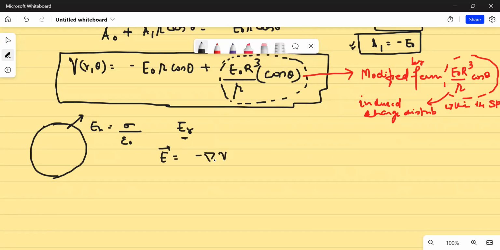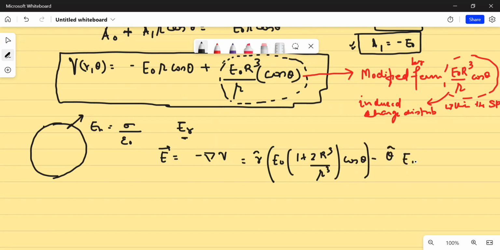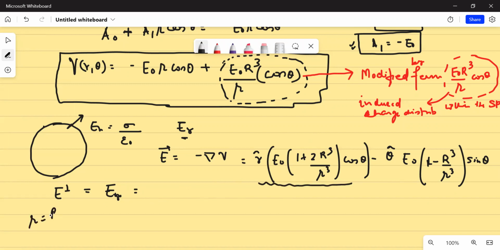minus grad of V. And if I write minus grad of V, I think this term would give you the result in this form that I want you to derive on your own. E naught, plus 2 capital R cube divided by small r cube cos theta, and then you have this minus theta cap, and you have this E naught, and you have 1 minus capital R cube divided by small r cube, and then you have this sine theta. So you can find this electric field that is minus of grad of V. Now, the normal component of electric field is nothing but the radial component, at the point r equals capital R. So at r equal to capital R, the electric field will be equal to E naught, and this will be 3 because this is 2, and then this will be cos theta.